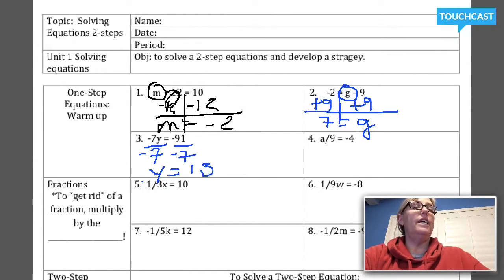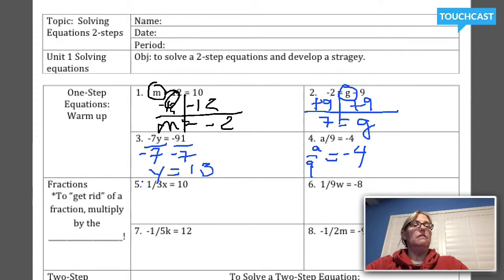Okay, now you try number 4. Do the opposite. Remember, it's a divided by 9. What would be the opposite of the division? It's a 9. Pause it and try it.